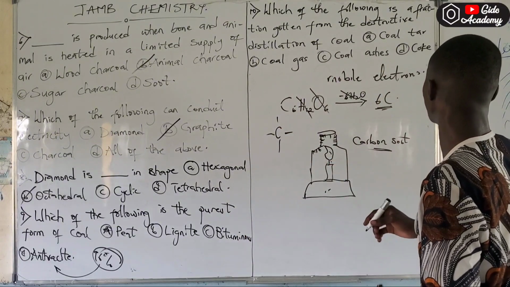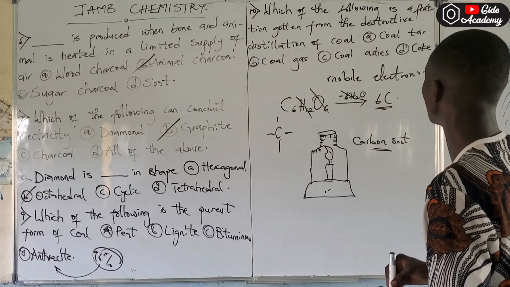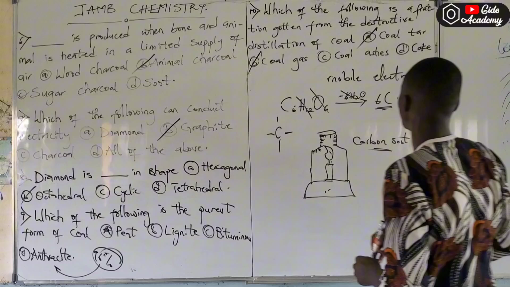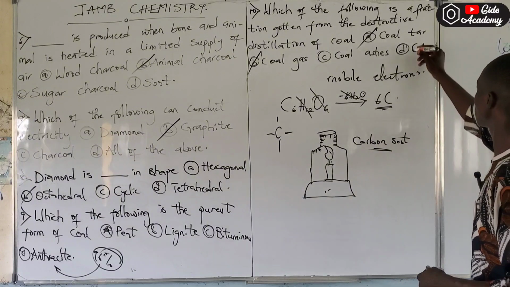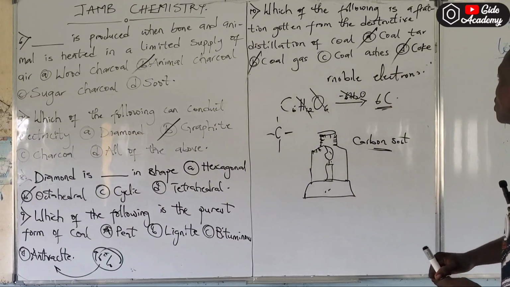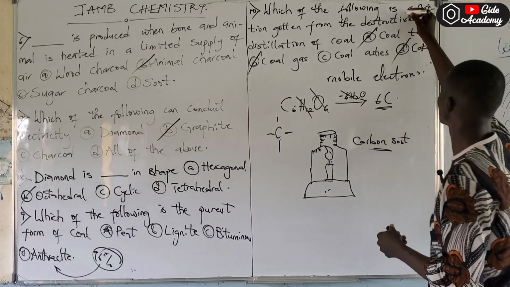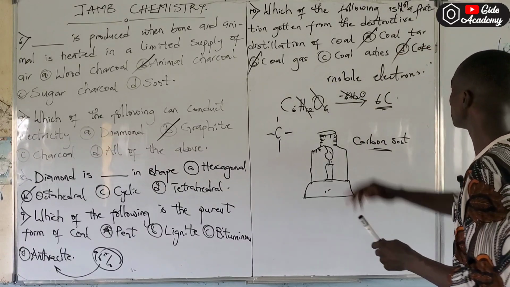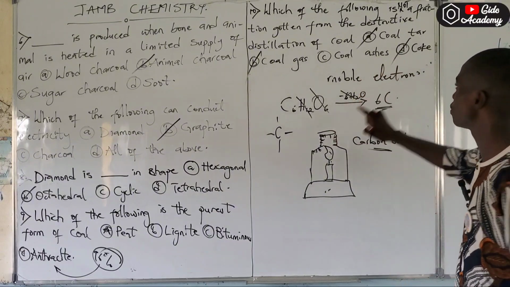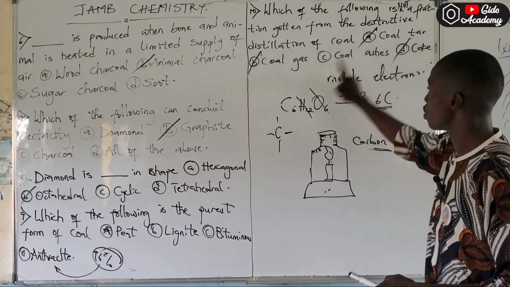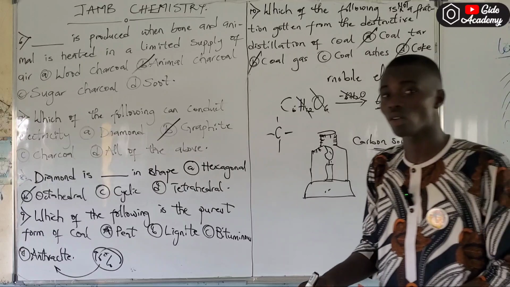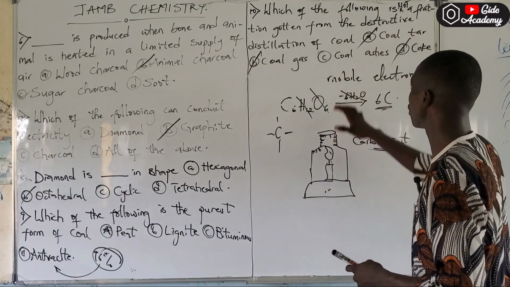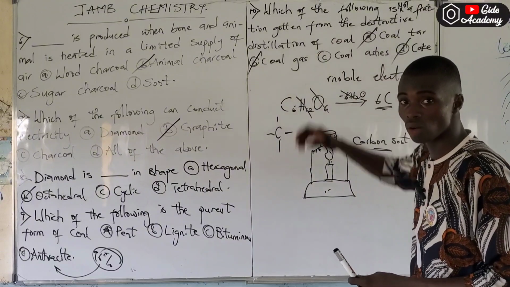So let's check. Coal tar is a fraction, coal gas is as well a fraction, coke is as well a fraction. This question is supposed to be: which of the following is not? So the only one that is not gotten from there is coal ash. Please take note. We have coke, coal tar, coal gas, and ammoniacal liquor. So coal ash is not a fraction gotten from the destructive distillation of coal.